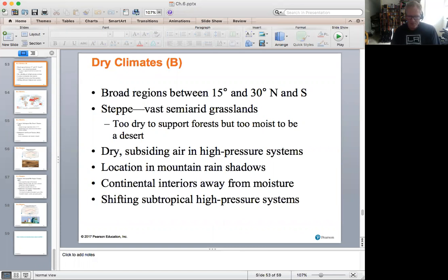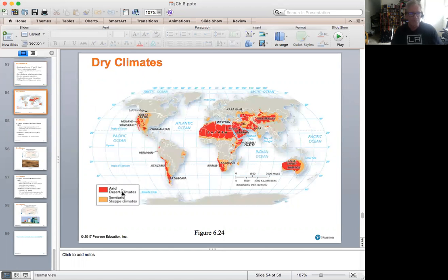And they're under the influence of the high pressure systems. Usually they're found in mountain rain shadows, and I'll show you examples of that on the next slides. So this is where we tend to see them. So you have arid and semi-arid. So again, these types of climates, it's not so much the temperature as it is the amount of moisture that determines whether they're a dry climate or not. Okay, so you can be really hot or you can be fairly cold and still be a desert.